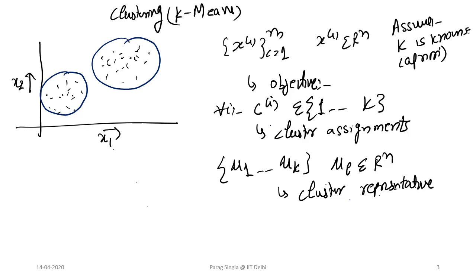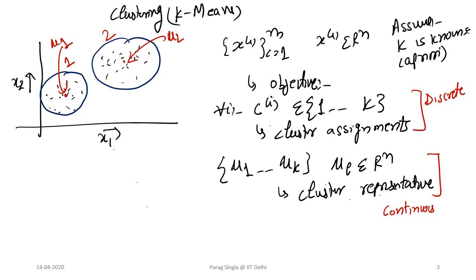For example, in this case, the cluster representatives intuitively would be a point here, which is, let's say, mu1, the representative for cluster 1, and there could be a point here, mu2, which could be your representative for cluster 2. This is your cluster 1 and this is your cluster 2. These cluster representatives will play a very important role in figuring out the right set of assignments. Note that these are continuous variables, and the cluster assignments are discrete.